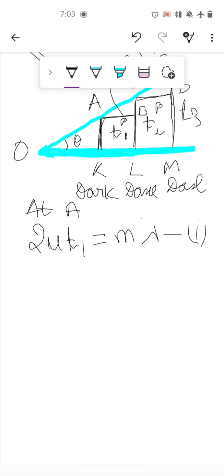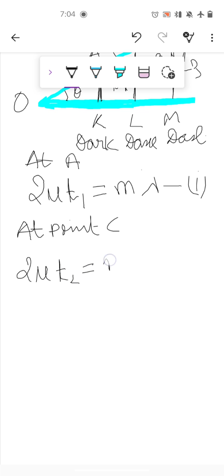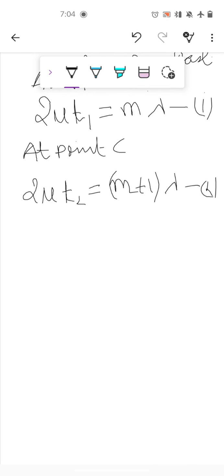Now again we see the same thing at point C. So what happens at point C? The condition for interference will be 2 mu, the thickness here becomes T2, and this is the next order of fringe, M plus 1, the next consecutive fringe, is equal to M plus 1 lambda. So this we get as equation number 2. Now to get the fringe width here, let us subtract equation 1 from equation 2.